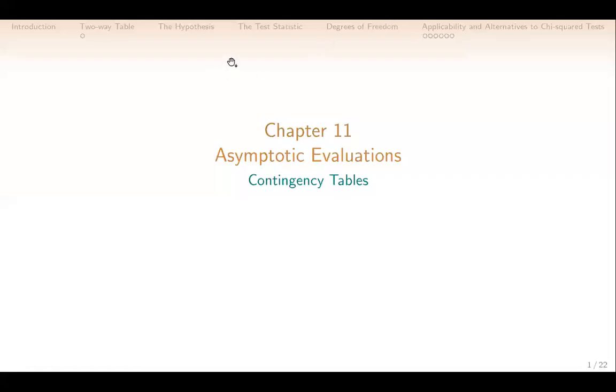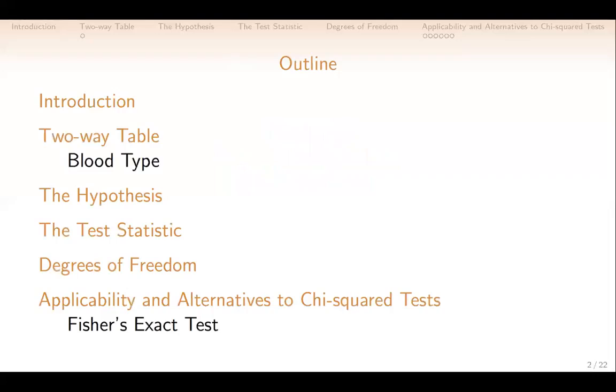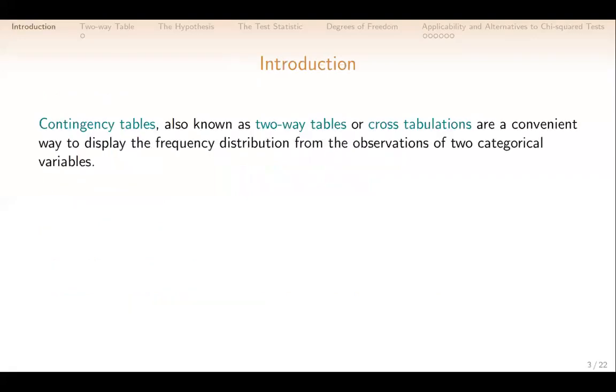Okay. So I'm going to look at contingency tables today. I'm going to look at them in two settings. The one setting is where we use the chi-square statistic, and the other setting is an alternative that shows up when your tables are a little bit small, and it's embedded in the hypergeometric distribution. It's called Fisher's exact test.